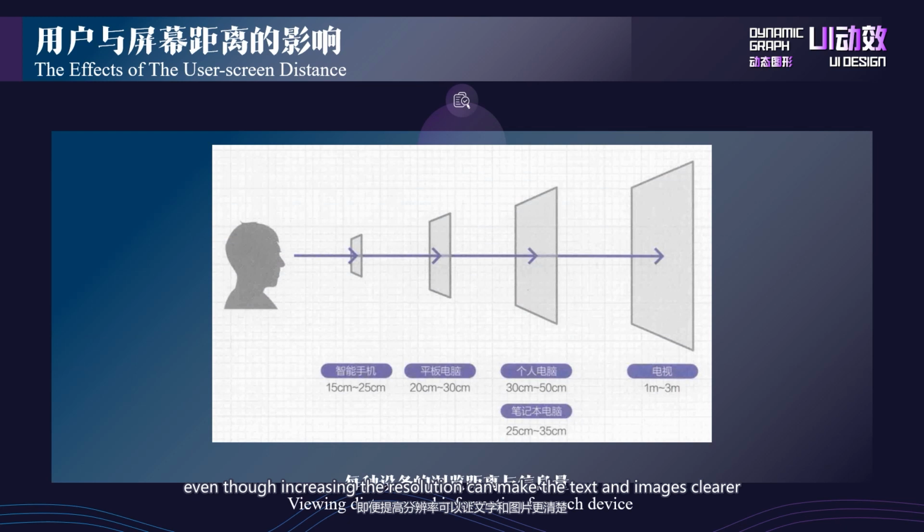Even though increasing the resolution can make the text and images clearer with more precise details, handheld touchscreen devices are restricted by the range of wrist movement, which becomes the distance between the user and the screen.